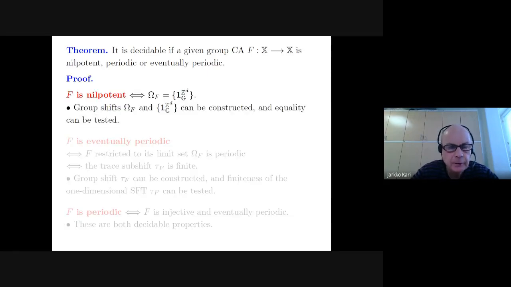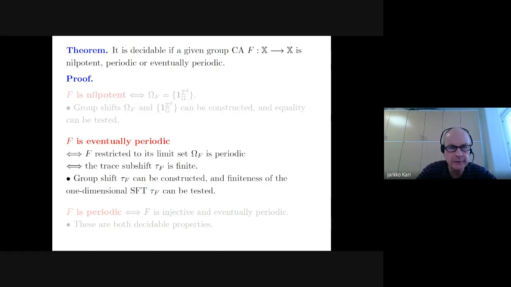So let's see. Nilpotency is very easy to test now. Remember, if F is a group cellular automaton, we can construct the limit set. Then we just test whether it is the same as this singleton set. This is a group shift also, and equality of two group shifts can be tested. So we have an algorithm for nilpotency, just because we know the limit set.